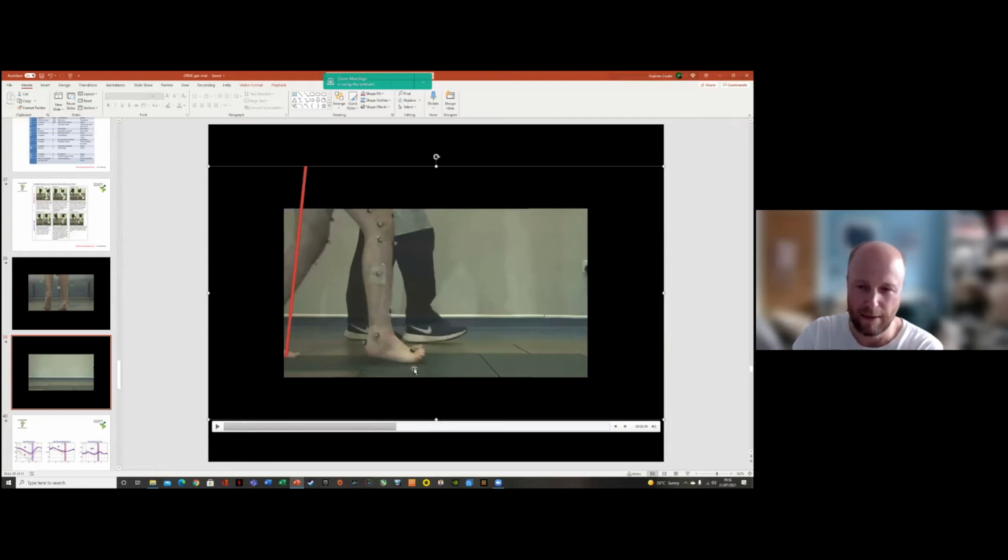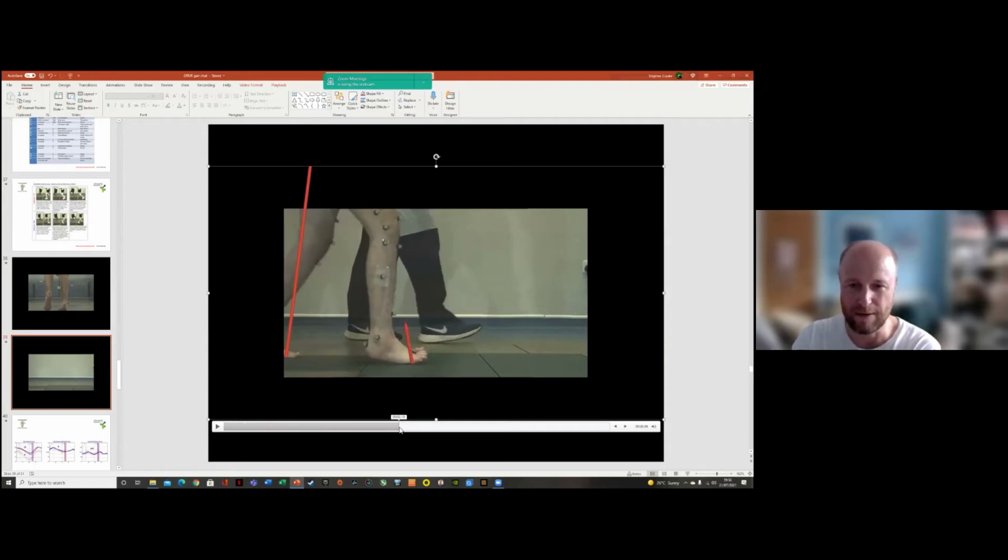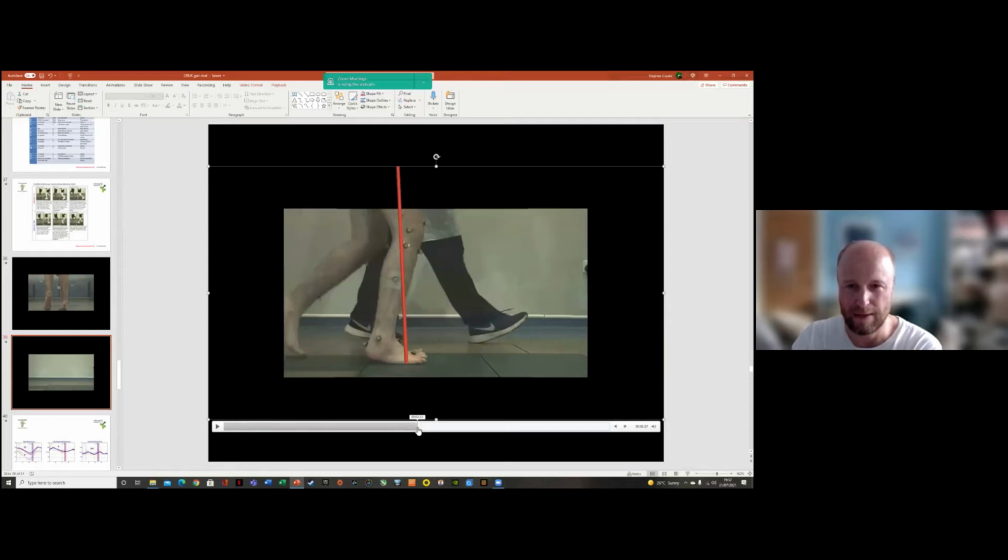So no ground reaction vector yet. So nothing's touched the ground. And you can see that as soon as the ground reaction vector appears, that's initial contact. So initial contact in his case is with the forefoot. In fact, it's almost entirely with the fifth ray, but forefoot contact. And then spin on. Now watch.